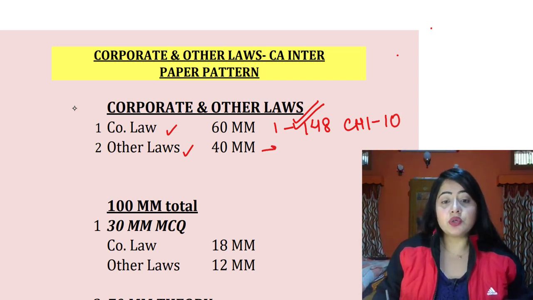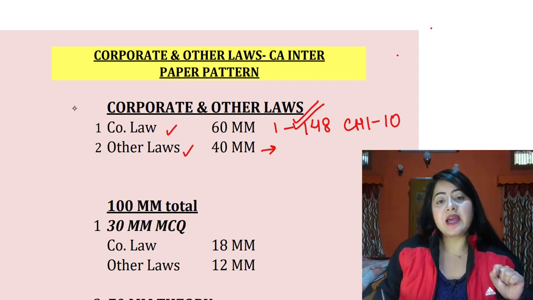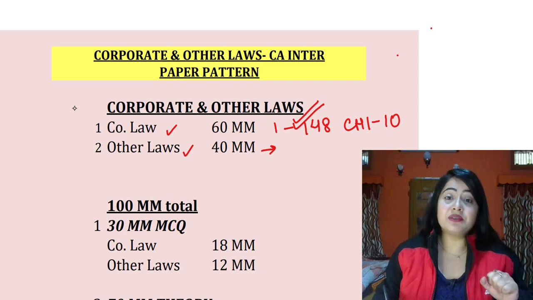When we talk about other laws, there are 3 chapters of the Indian Contract Act, then 1 Negotiable Instrument Act. After that, you have the General Clause Act and Interpretation of Statutes. In the Indian Contract Act, you have agency, bailment and pledge, and guarantee and indemnity. All of that in total is going to cover 40 marks.